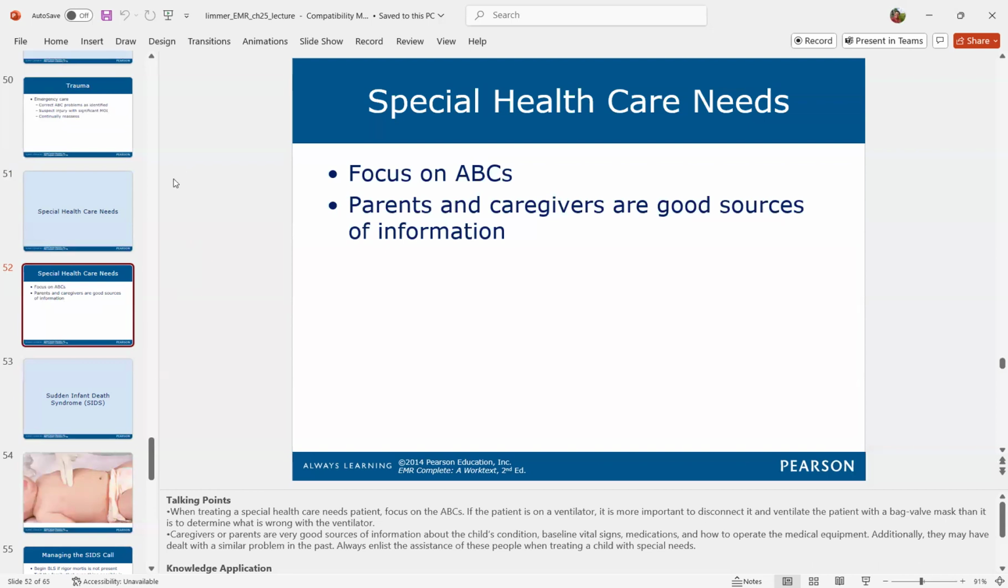It's going to be the same thing. Caregivers or parents are very good resources of information about the child's condition, their baseline vital signs, the medications they're taking, and how to operate that medical equipment. Additionally, they may have dealt with a similar problem in the past, so always enlist their help when we're treating a child.